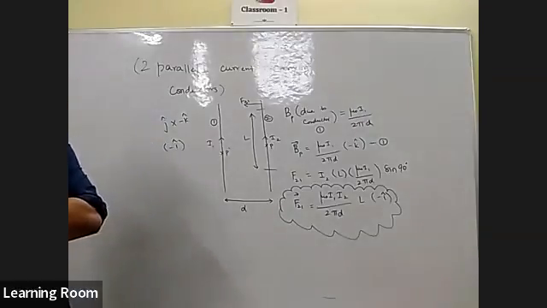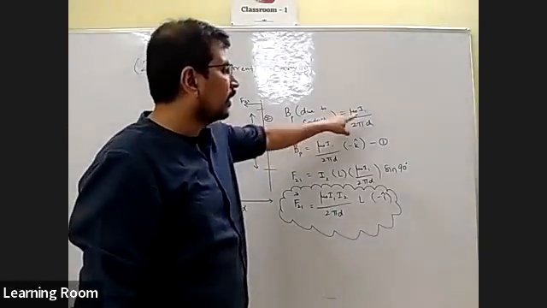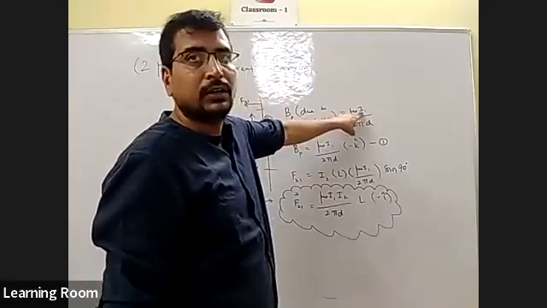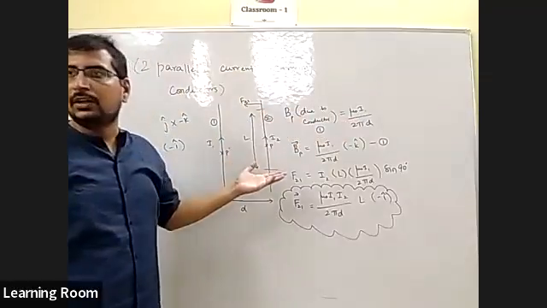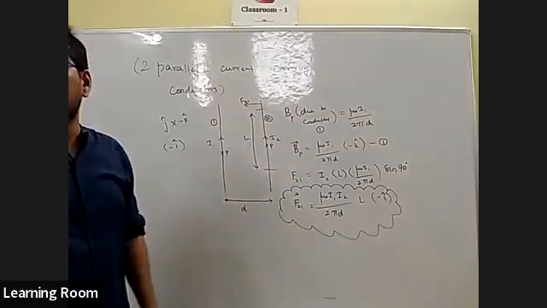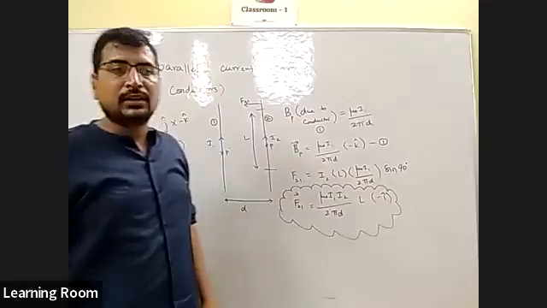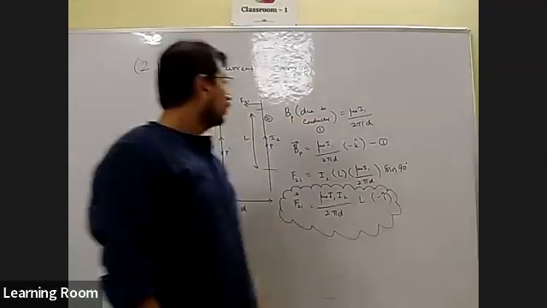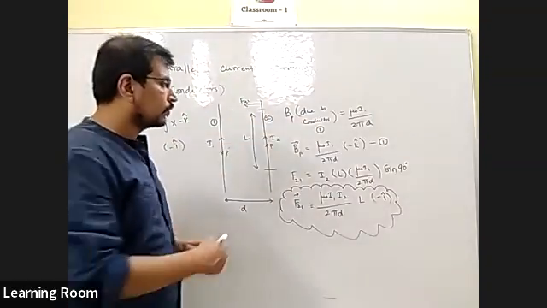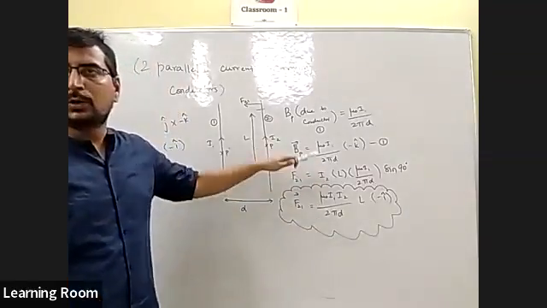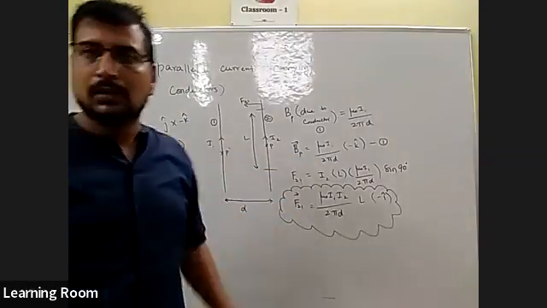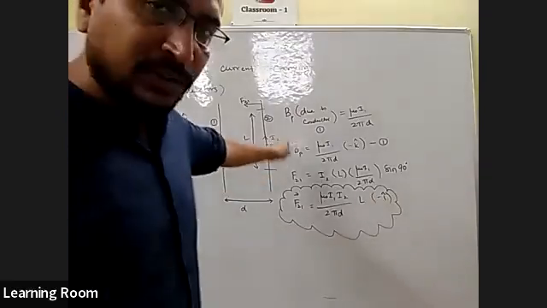Anybody with the answer? What is BP dash? Mu naught I2 divided by 2 pi d. Because magnetic field due to the first conductor will involve the current from the first conductor, and magnetic field due to the second conductor will involve the current from the second conductor. So that will be mu naught I2 divided by 2 pi d. Write it down. Did you all copy it? Those who are online, did you all copy it? Yeah, please write it.